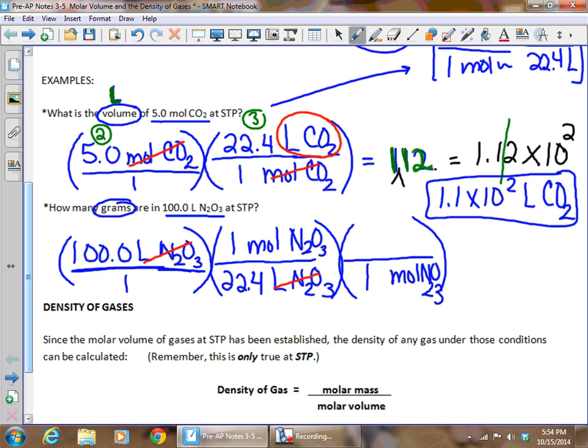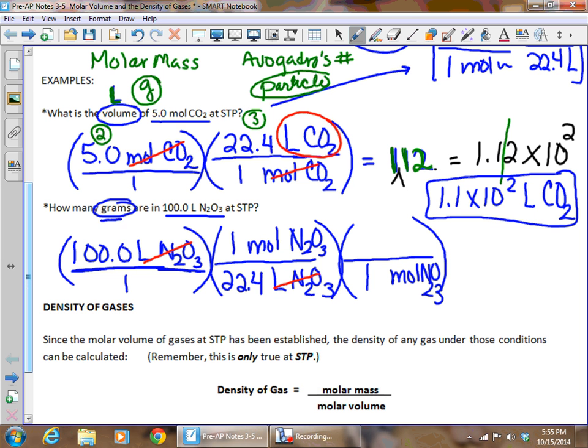Remember, we've only got, now that we added molar mass, 3 conversion factors that we can use. We can use molar mass. We've got our molar volume we just talked about today. And we've got Avogadro's number. If we want to find grams, we're going to be looking at molar mass. If we want to find some kind of particle, whether it's atoms, molecules, or formula units, then we're going to use Avogadro's number. Now look at what we're trying to find here.